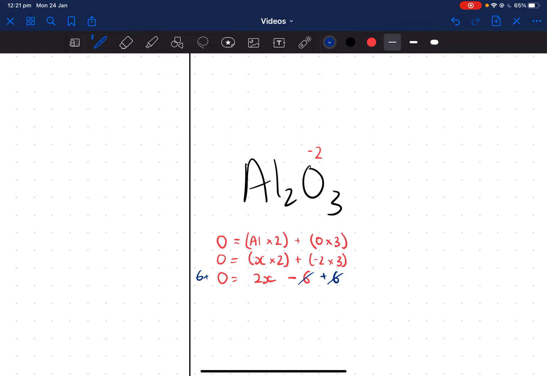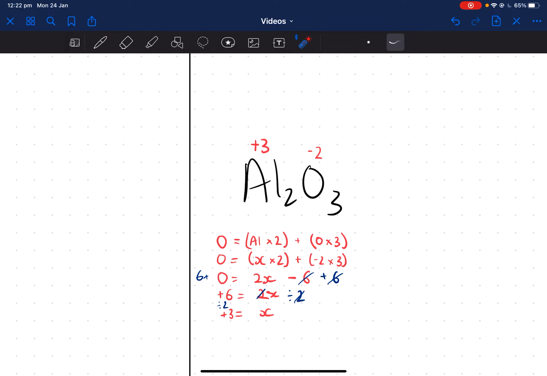So they'll get rid of both of those. And that'll give us +6 equals 2x. From there, same thing, we get rid of the 2 by dividing by 2. That'll get rid of both of those, and putting a divide by 2 over here gives us +3 equals x, which is what we know is our Al. So that means our Al is going to be +3.